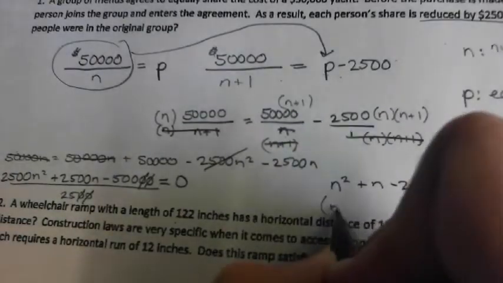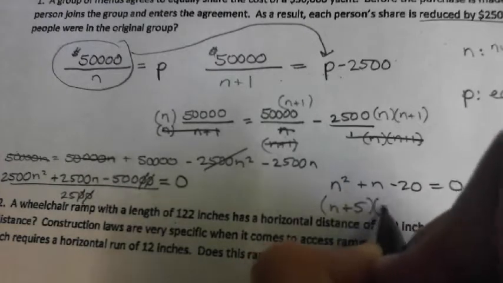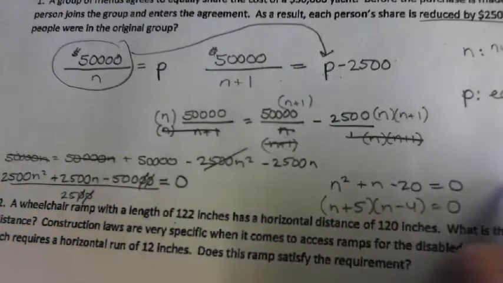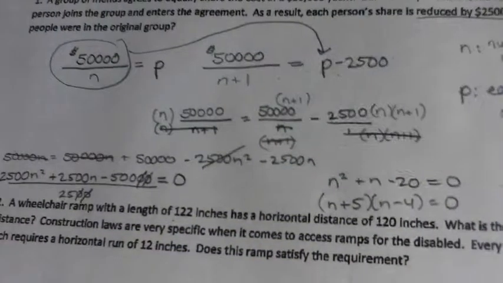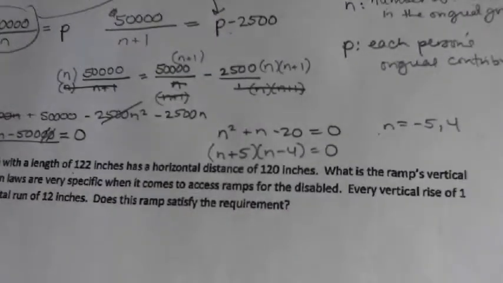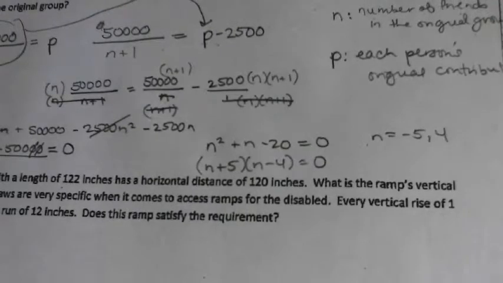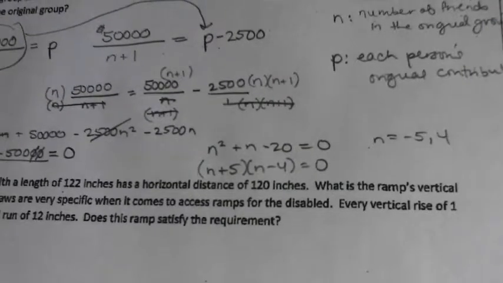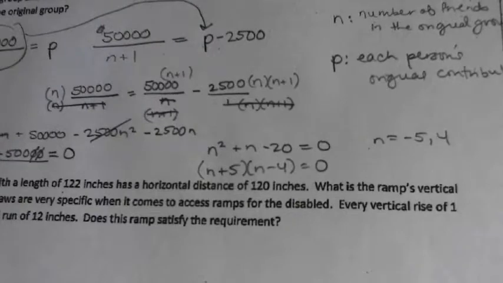So now it's factorable, n plus 5, n minus 4. And so n equals negative 5 or 4. Now remember what n stood for. When you have a context, sometimes numbers don't make sense.